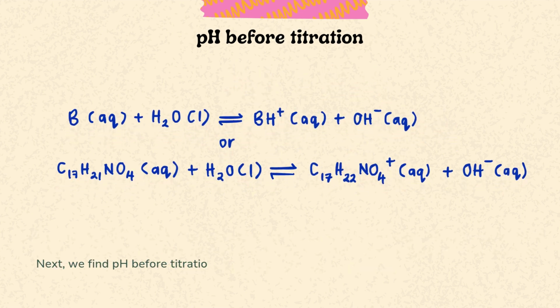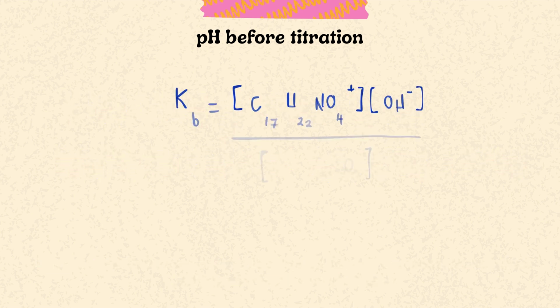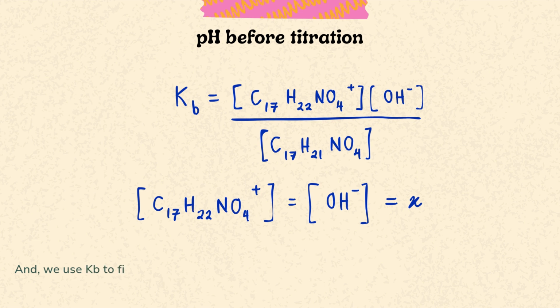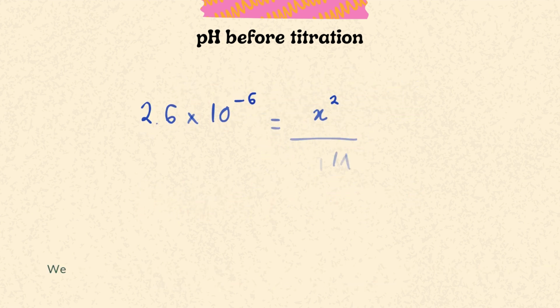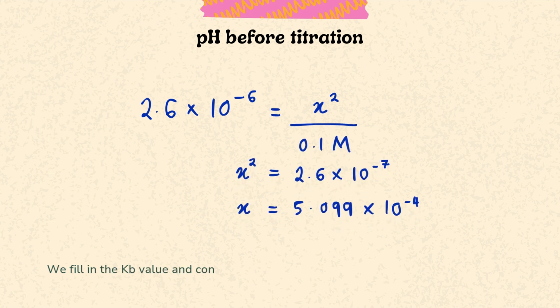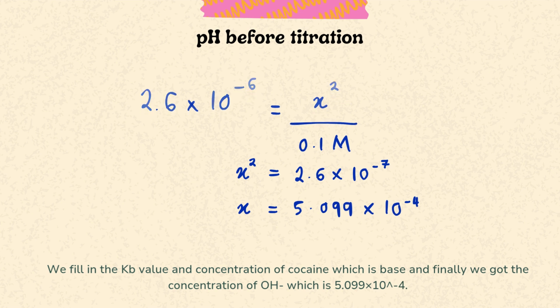Next, we find the pH before titration begins. Because the titration has not even begun, no HNO3 is present, so we use this general equation. And we use Kb to find the concentration of OH. We assume that the concentration of conjugate acid and the concentration of OH are similar, thus we label it X. We fill in the Kb value and the concentration of cocaine, which is the base, and finally we get the concentration of OH minus, which is 5.099 times 10 to the power of negative 4.